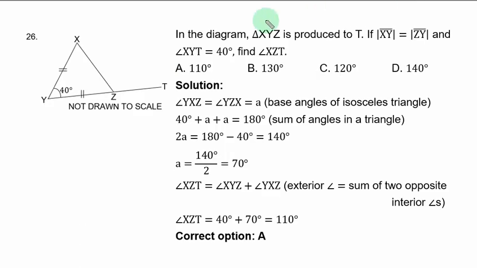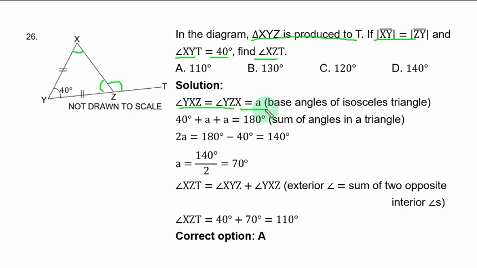Question 26. In the diagram, triangle SYZ is produced to T. If SY is equal to ZY and angle SYT is 40 degrees, find angle SZT. That is this angle. If you are able to get this angle and you add it to 40, you get angle SZT. But by the marking that you have there, it shows that this triangle is an isosceles triangle. For that reason, the base angles here are equal. So you have angle YSZ is equal to angle YZS. Let that angle be A.